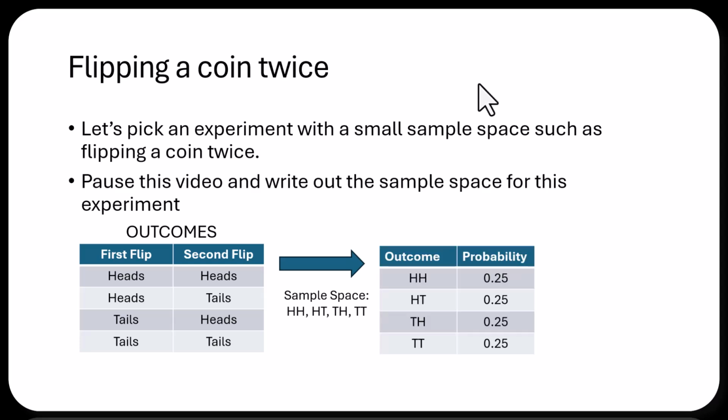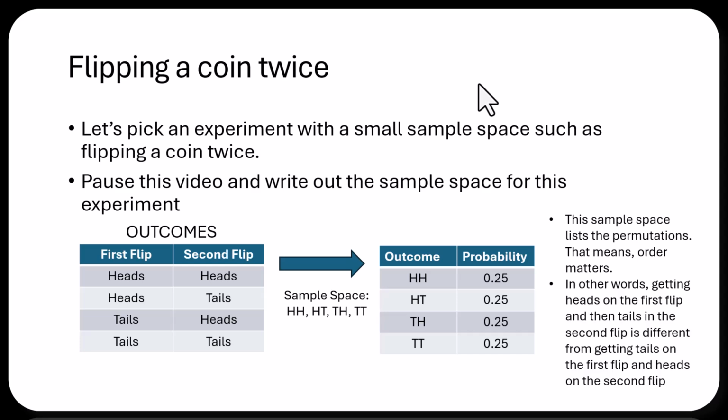Well, we would say that they're all equally likely. After all, we don't have any reason to think that one outcome is more or less likely than the other, and we're assuming that we're flipping a fair coin where heads and tails are both equally likely. So this sample space lists all of the permutations. Permutations mean that order matters. In other words, we are saying that the outcome of first getting heads on our first flip and then tails on our second flip is different from getting tails on your first flip and getting heads on your second flip.